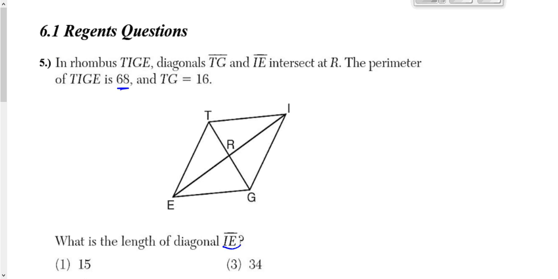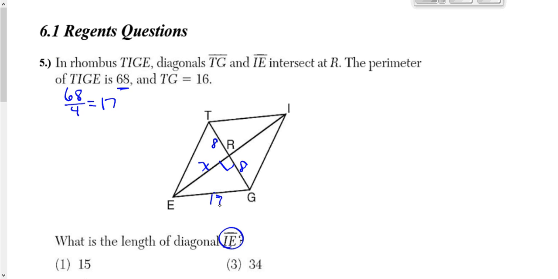They want IE. So the perimeter is 68 and TG is 16, and this is 8 and 8, right? 8 and 8. And we know it's a rhombus, so they're perpendicular, right triangle. Okay? So we know we're going to work with a right triangle, so I'll call that little segment X. But how do we get this hypotenuse? 68. Yes, the perimeter is all 4 sides. So 68 divided by 4 gives you what? 17.